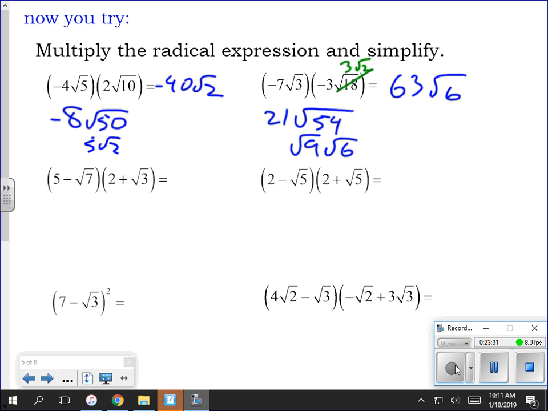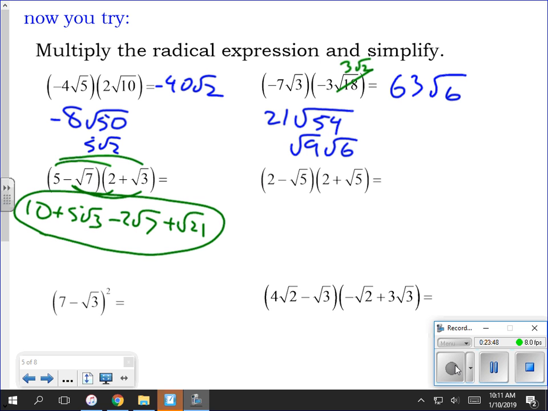Next one, FOIL it out. 5 times 2, 10. 5 times root 3, 5 root 3. Negative root 7 times 2 is negative 2 root 7. Negative root 7 times root 3 is plus root 21. And that one's done. There are no like terms, and the square root of 21 is not simplifiable.